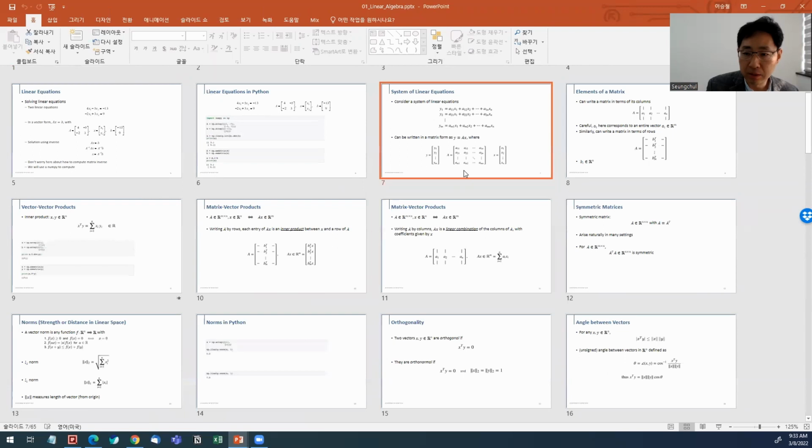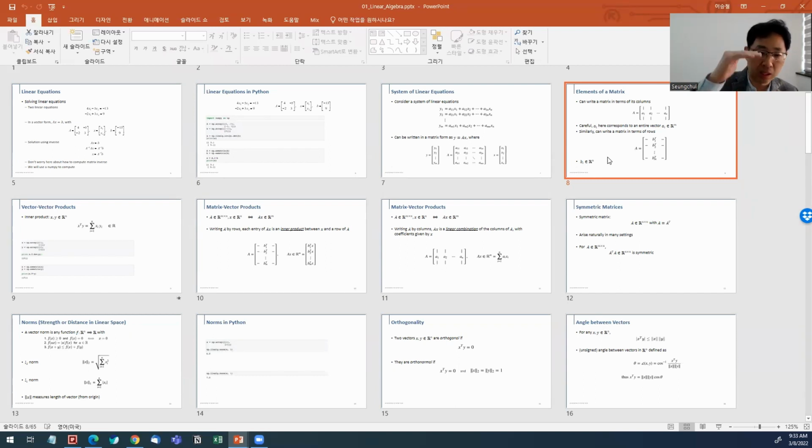And when you have a system of linear equations, we can transform it into the matrix form. And there are two ways that you're supposed to look at the matrix. The first one is the collection of columns. The second way is the collection of rows. So those two that I mentioned.